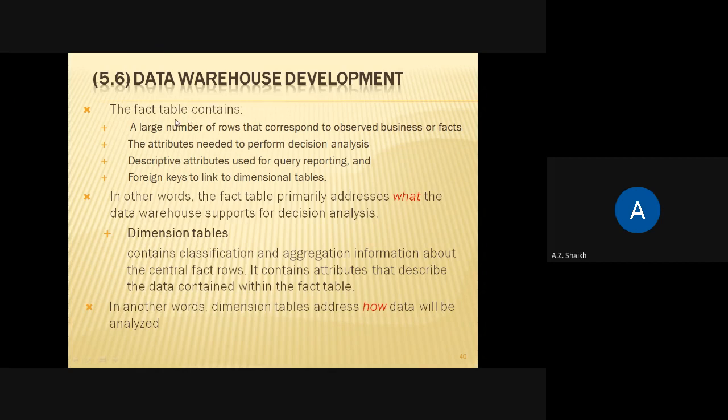That fact table consists of a number of rows. Each row is an observed business fact. It also consists of the attributes which help the manager with decision analysis. It also consists of the descriptive attributes used for query reporting, and it also consists of the foreign key to link to the dimensional table.